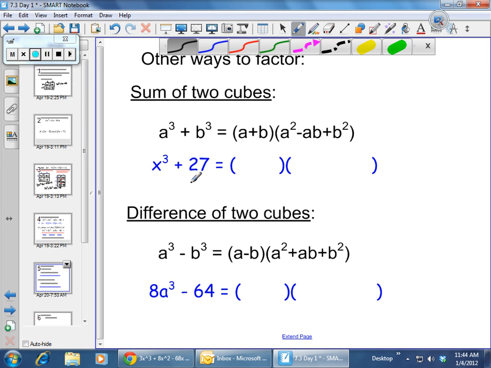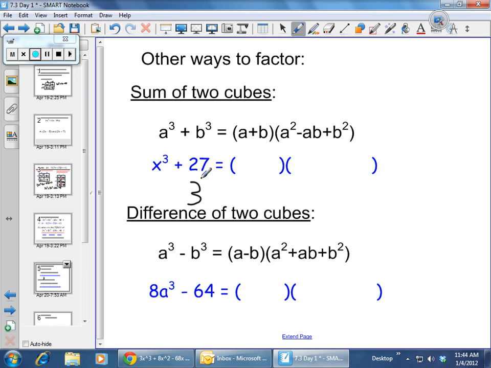So it would be 3 to the third. So in this case, b is 3. So what I'll do is I'll write a equals x, and b equals 3. And so wherever we see an a and b here, we just replace those with x and 3. So a is x, b is 3.